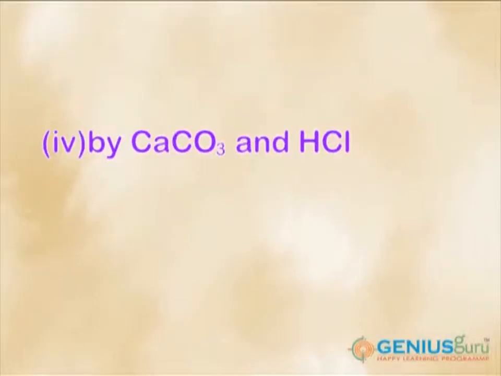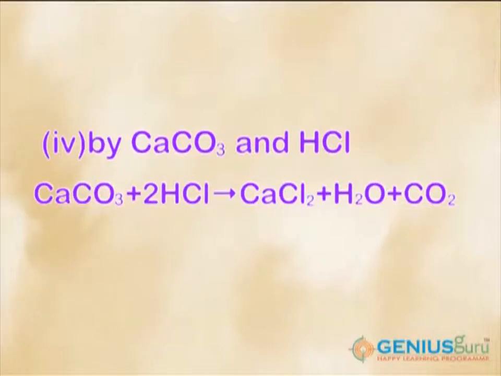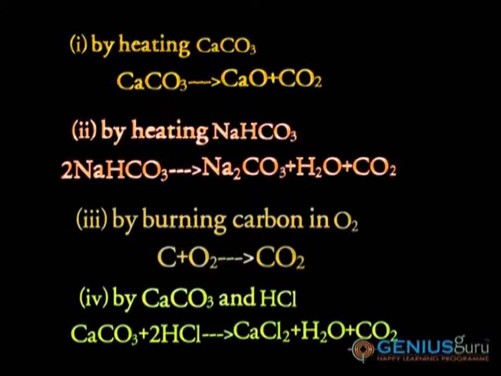Coming to the next one, by reaction between calcium carbonate and HCl. Yes, when acids react with carbonates, carbon dioxide is evolved. The necessary equation is given by CaCO3 + 2HCl gives rise to CaCl2 + H2O + CO2. So these are the 4 methods to obtain carbon dioxide. In all these methods, we obtain the carbon dioxide.